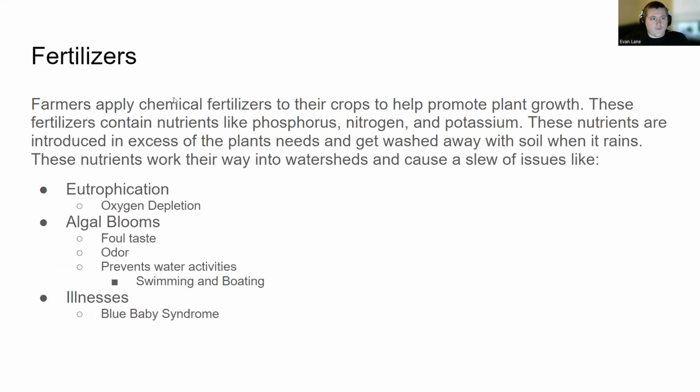So for fertilizers, farmers often apply chemical fertilizers to their plants to help promote plant growth. These fertilizers contain nutrients like phosphorus, nitrogen, and potassium, and oftentimes these are sprayed in excess of what the plants need. So they just soak into the soil at that point, and then when the soil gets washed away, when it rains or there's irrigation, they work their way into watersheds, and they can cause a lot of problems like eutrophication, which is an overabundance of nutrients in the water, and that can cause oxygen depletions linked with algal blooms, and algal blooms have their own effects on water.